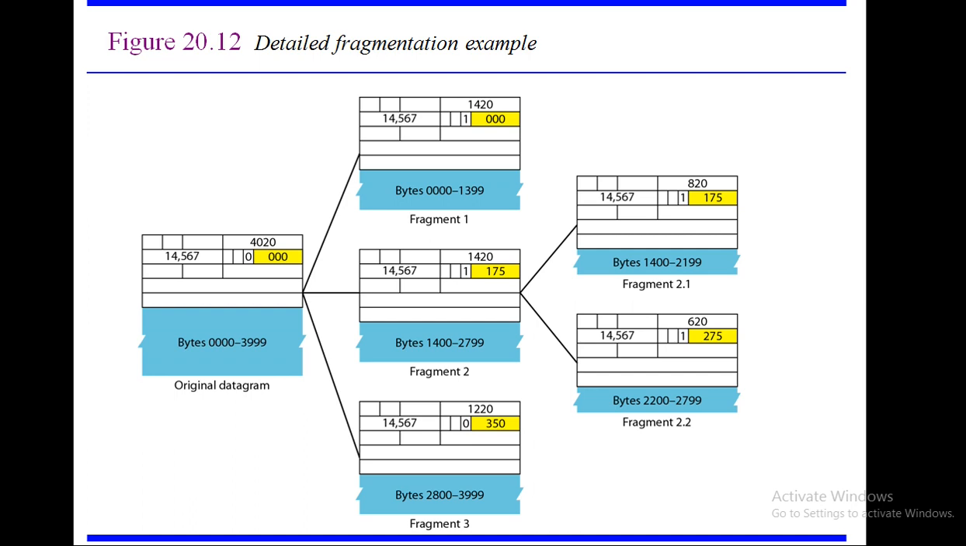fragmented. See, 14567, which is the identification, is copy-pasted to all the fragments. Fragment 1, fragment 2 and fragment 3 have the same identification number, 14567. You can see in all the fragments the number remains the same. Okay, now the offset is calculated. The total length will change now, because total length is only from 0000 to 1399. So total length will be 1400 plus 20 header, so 1420. Remember that. You should keep it.